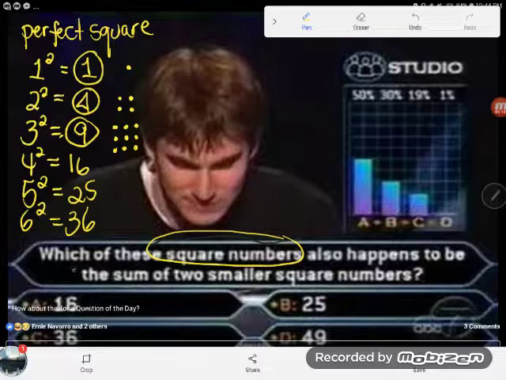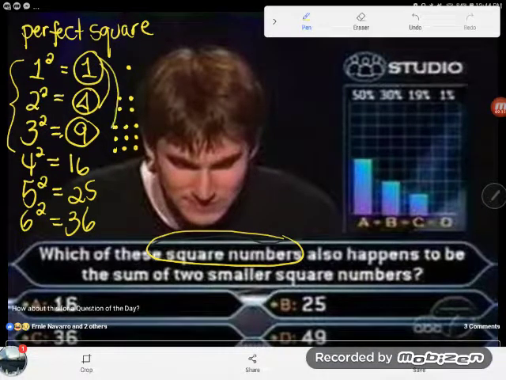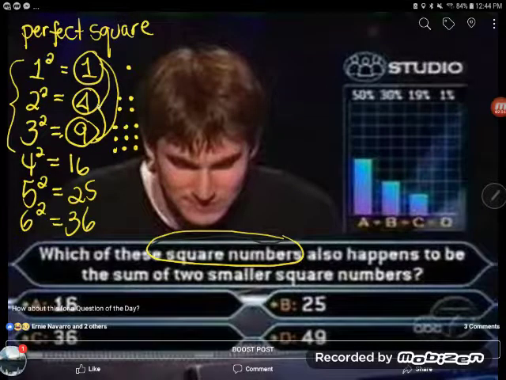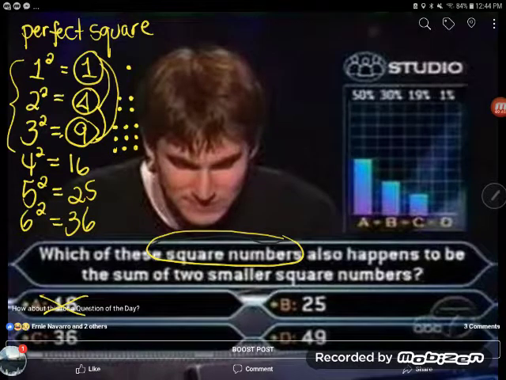So which of these square numbers also happens to be the sum of two smaller square numbers? Okay, so first one they have is 16. Is there any way that I could sum these guys to get 16? Two of them, let's try. 1 plus 4 would give me 5. Nope. 1 plus 9 would give me 10. Nope. 9 plus 4 would give me 13. Nope. I can't find a way to sum to 16.